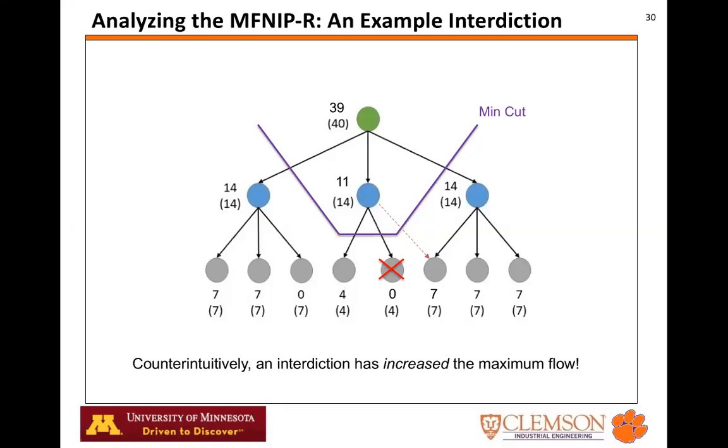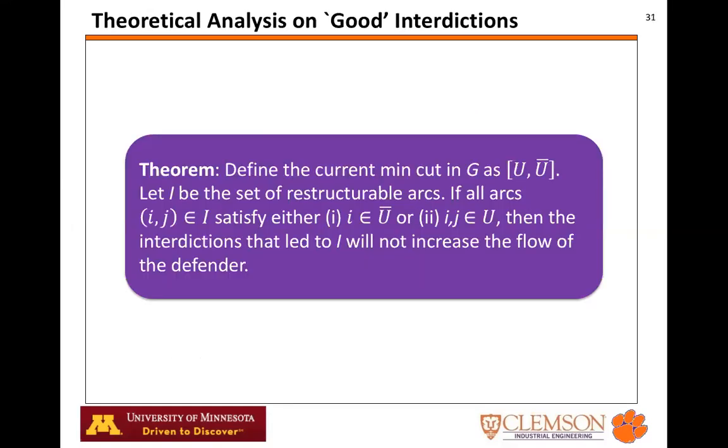So thinking of this mathematically, we can prove situations in terms of when we can guarantee that our interdictions will not increase the flow within the network. In this case, the math is shown, but put simply, as long as I don't perform an interdiction that allows the defender to restructure across the min cut, then I at least won't increase the flow. I may not decrease it as much as I think, but I at least won't increase it.